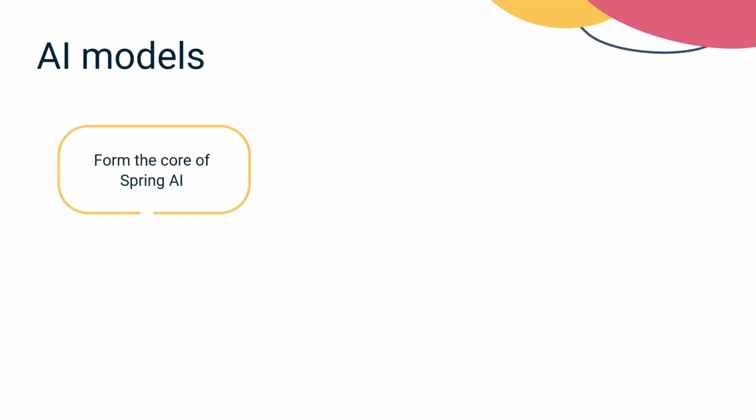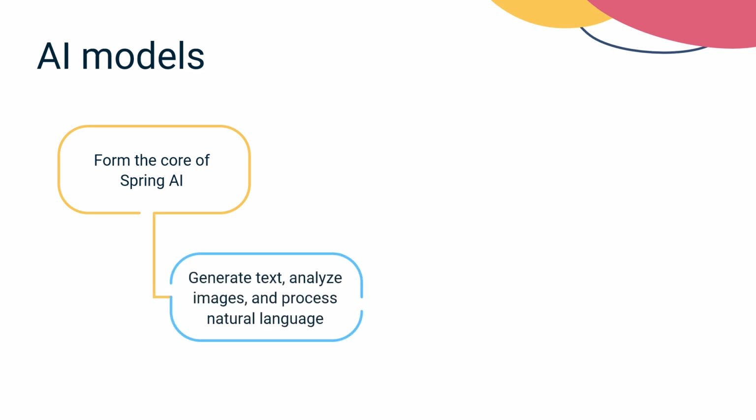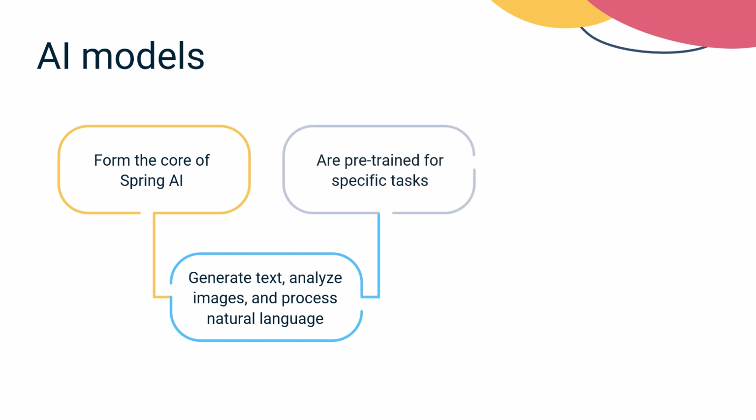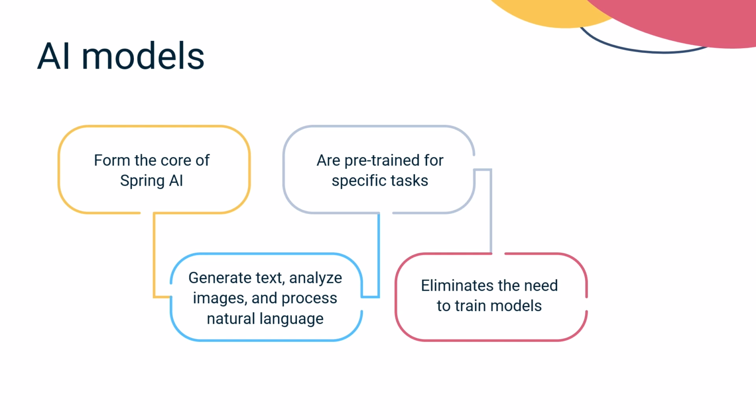At the core of Spring AI are the AI models that perform tasks such as generating text, analyzing images, or processing natural language. Spring AI supports various AI providers, including OpenAI, Anthropic, and Azure OpenAI. For beginners, it's important to understand that these models are pre-trained AI systems that can perform specific tasks. You don't need to train them yourself. Instead, you connect to them through Spring AI and send them requests.